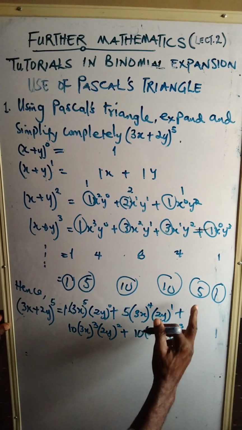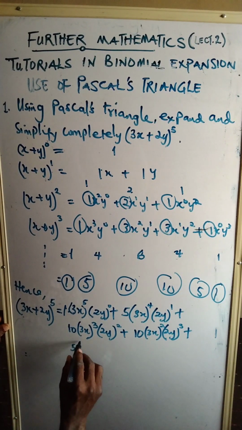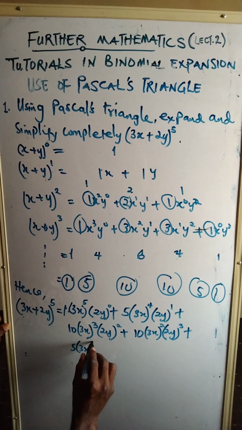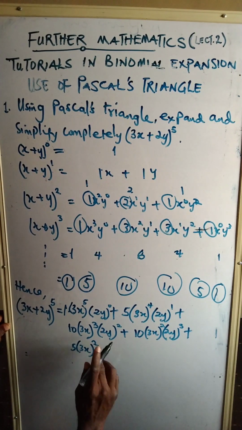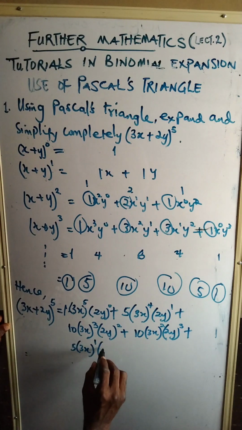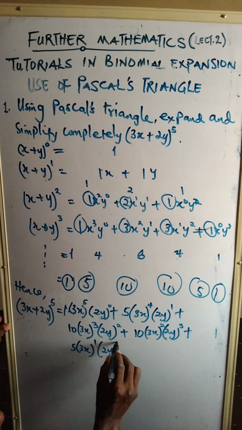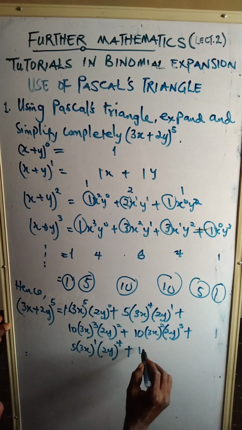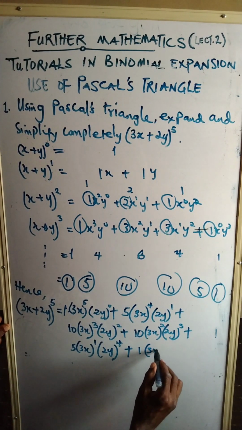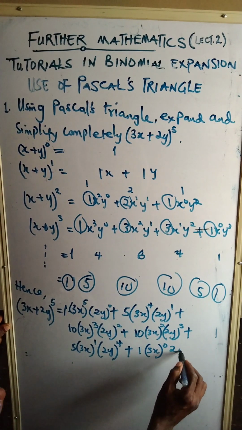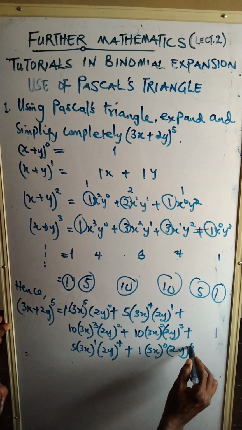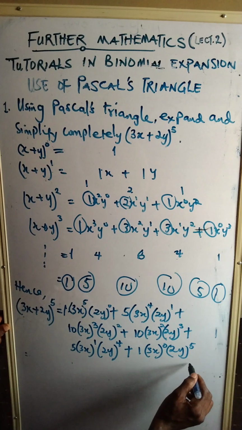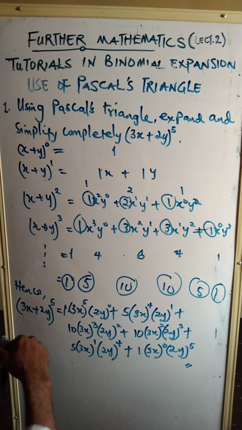So the next one is 5. The leading coefficient is 5, so we have, sorry, that's going to be 1. We have 1 into 2y raised to power 4. Finally, we have 1, that's the last leading coefficient, and then we have 3x raised to power 0. We have 2y raised to power 5. This is what you will have, and then we go ahead and do our final computation.